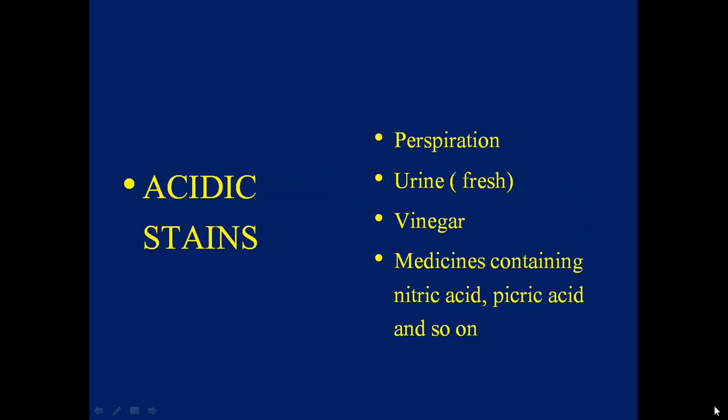Then acidic stains, which contain acid, such as perspiration, urine, preferably fresh urine, vinegar, and medicines containing nitric acid, picric acid, and so on. There are various acidic stains available that should be treated separately and properly as per the type of chemical, because these acidic stains may damage your cloth very easily. So it's a very skillful job, and lots of expertise is required to identify acidic stains.